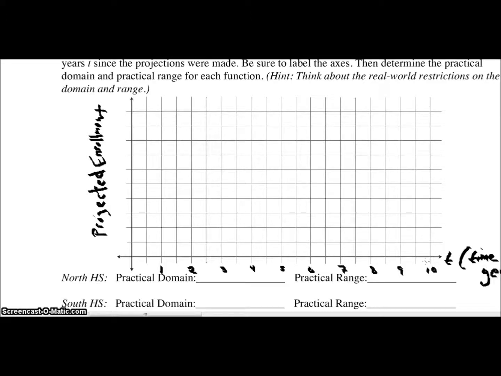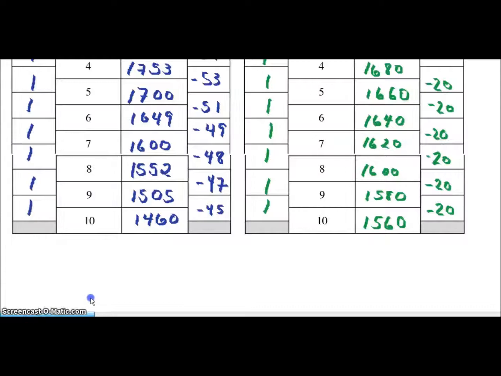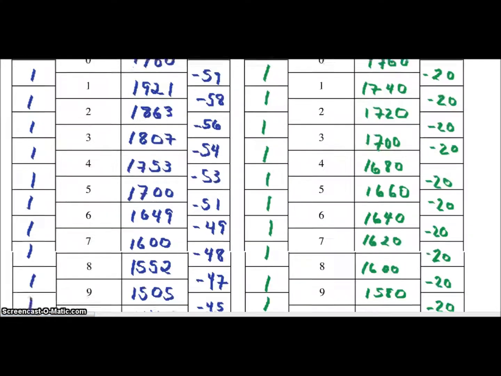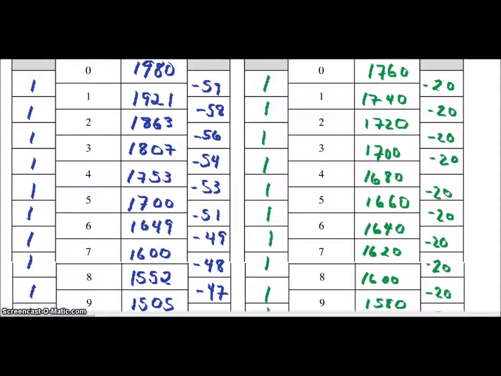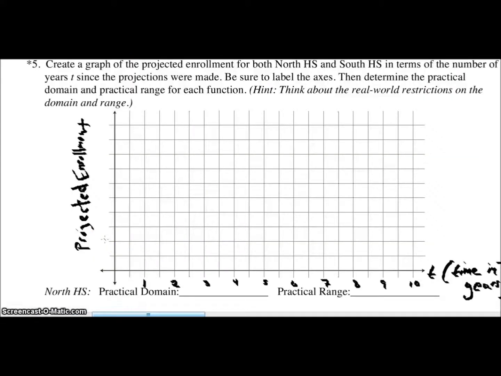So we can get a fuller graph. We'll be able to examine it easier. And then we need a good scale for this y-axis, or vertical axis, I really should say. Notice our projected enrollment, the highest value we get is close to 2,000. The lowest one is around 1,400. We need to fit that range in the graph, 1,400 to 2,000. So let's make as high as we can go 2,000.